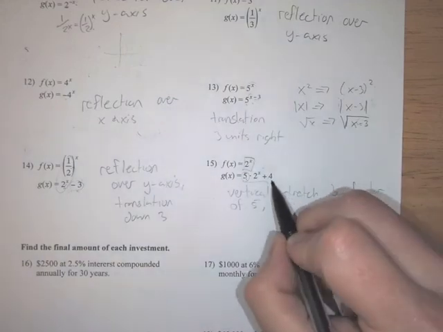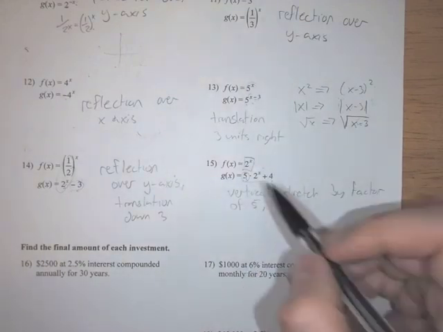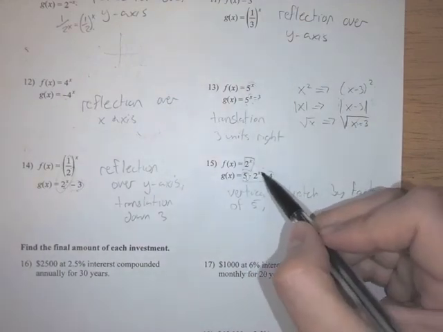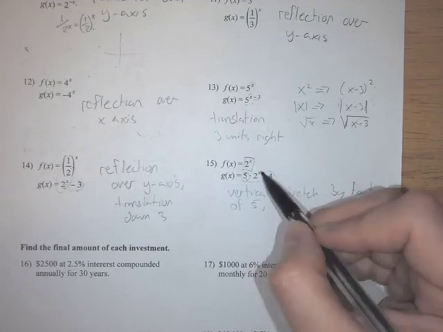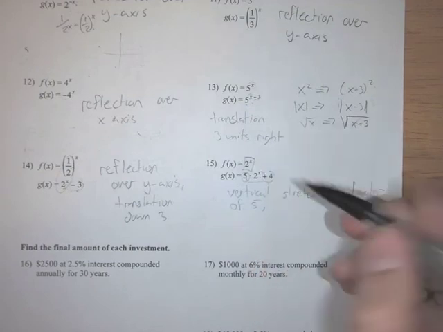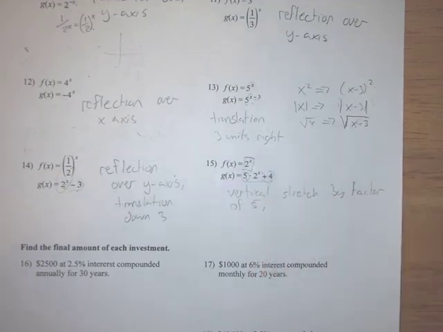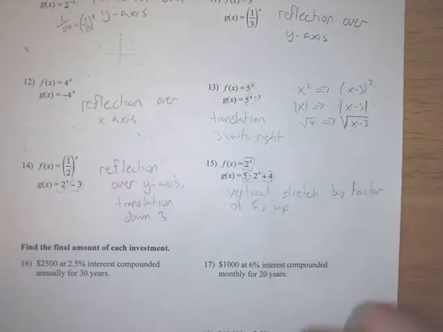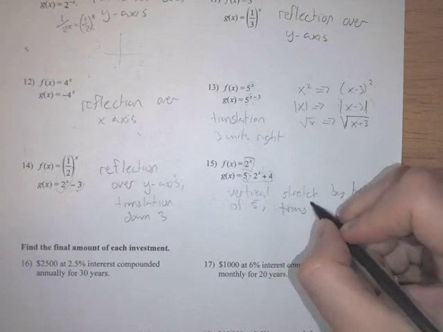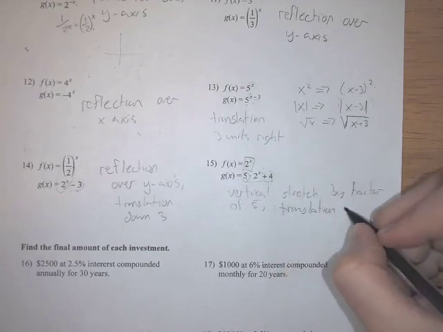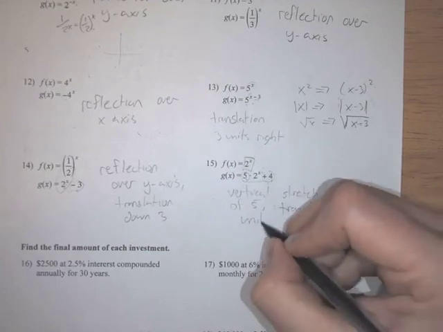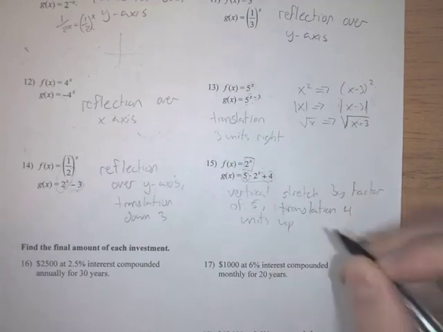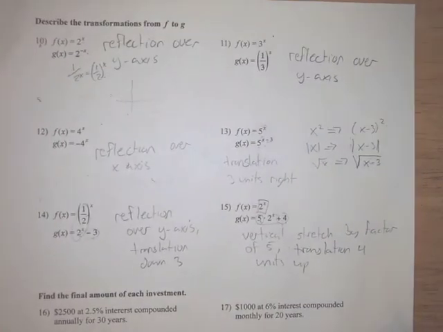And then it's also going to move up. So this is not in the exponent. If that +4 was in the exponent, we'd say that's a left 4. But since it's out here outside of the exponent, this is going to be an up 4. So we'll say translation 4 units up. Okay. So those are some transformations.